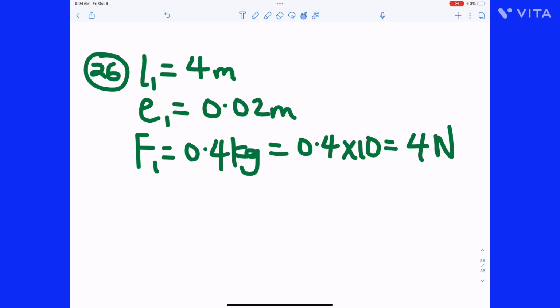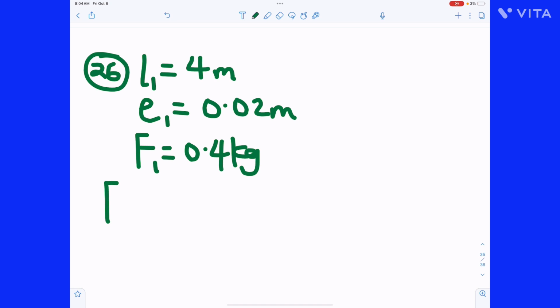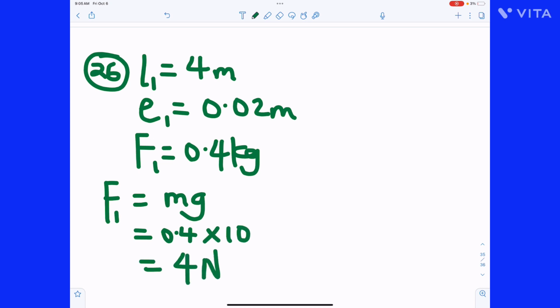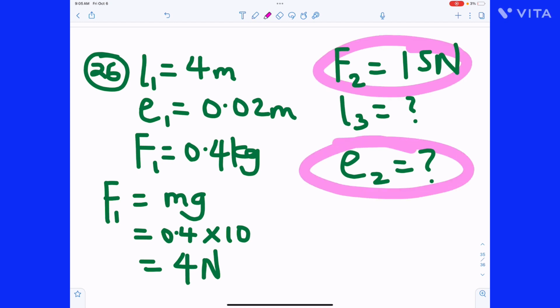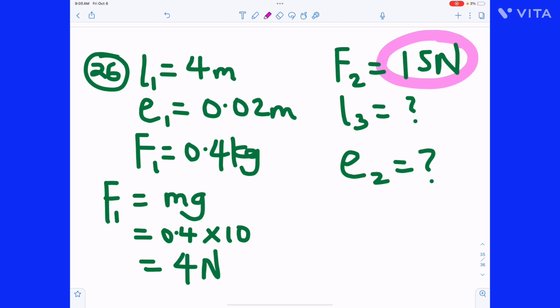So the question says, okay, I think I should do this so that I can keep the second set on the right. Let's do this here. So using F is equal to mg, 0.4 kg will be 0.4 times 10, which is 4 newtons. So the first force is 4 newtons. The question now says, what will be the final length of the spring, L3, when the force of extension placed on it is 15 newtons? So what we need to do here is just get E2, the extension that this force 15 newtons will produce. Are you getting what I'm saying, senior? Our duty here is to get the extension that a 15 newtons force will produce.